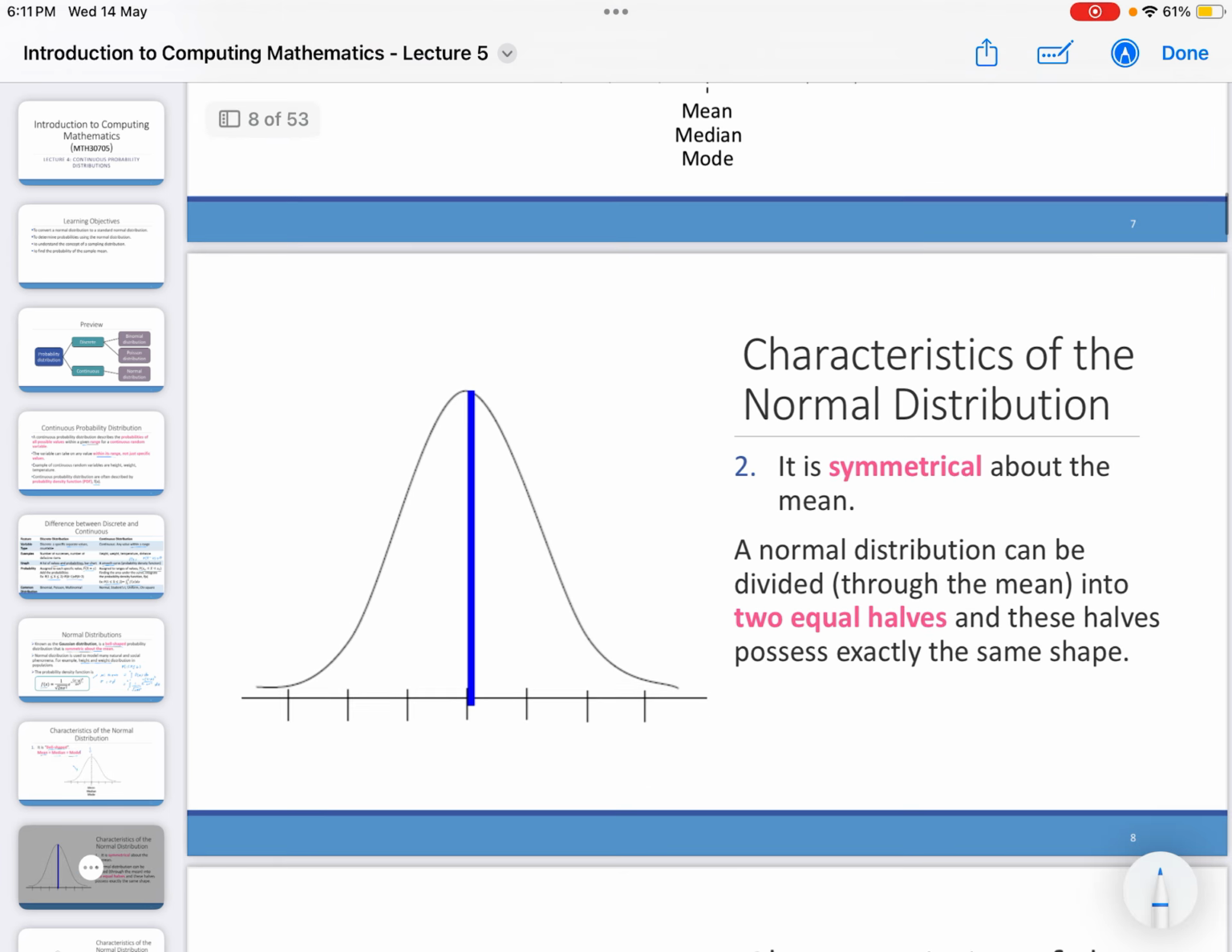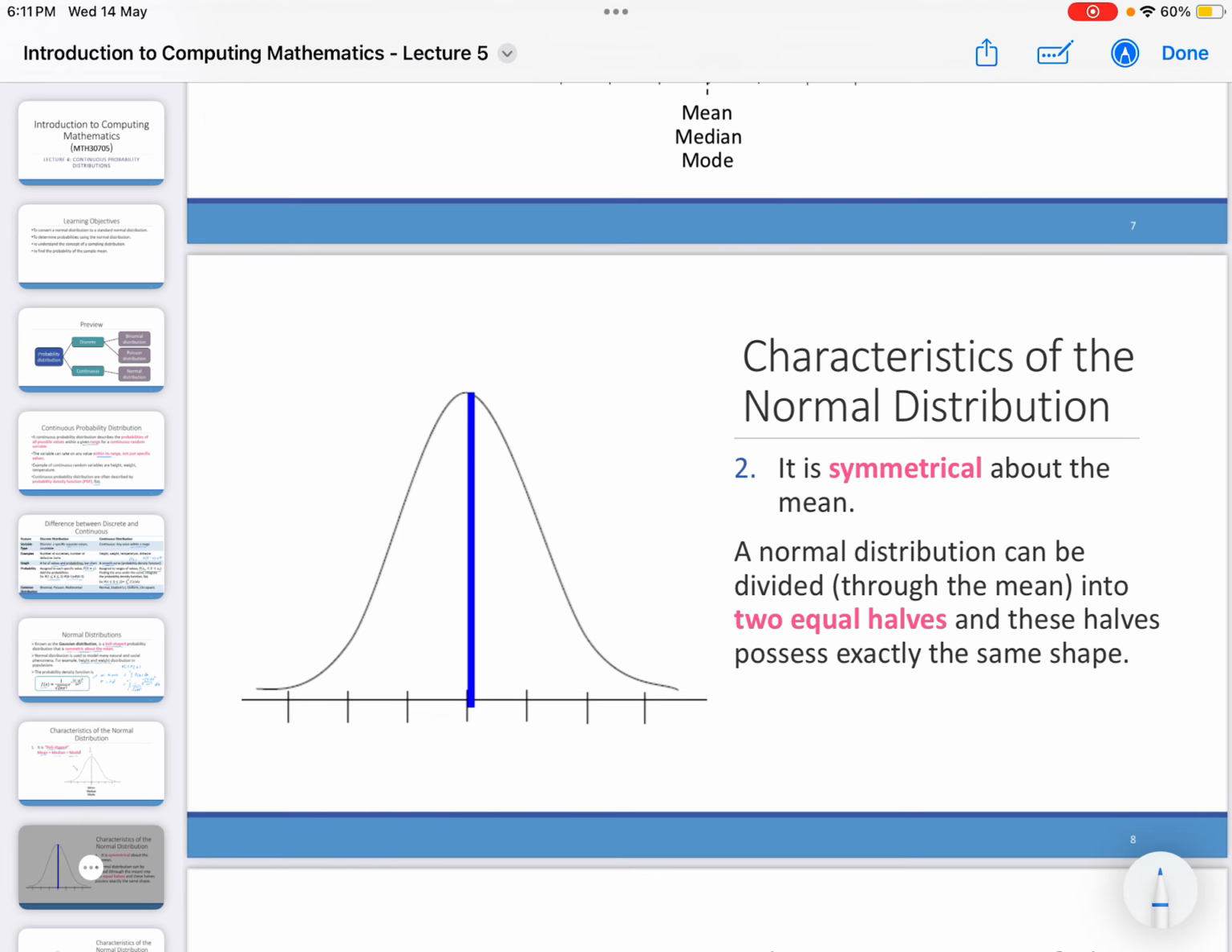Okay, and then the second characteristic is that it is symmetrical about the mean. So a normal distribution can be divided through the mean. The mean is over here, mu. It can be divided into two equal halves, and the left half has exactly the same shape as the right one. If you calculate the probability, the left one will be 0.5 and the right one also is 0.5. Remember, the probability will be the area under the curve, for continuous.